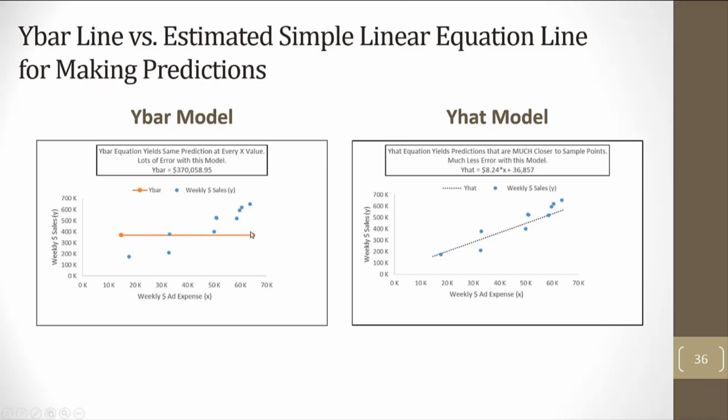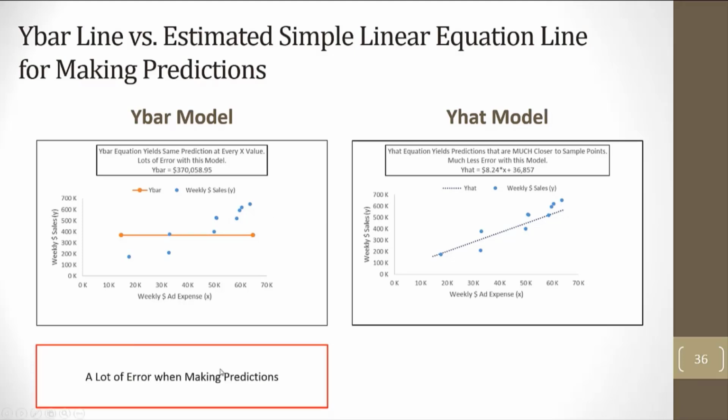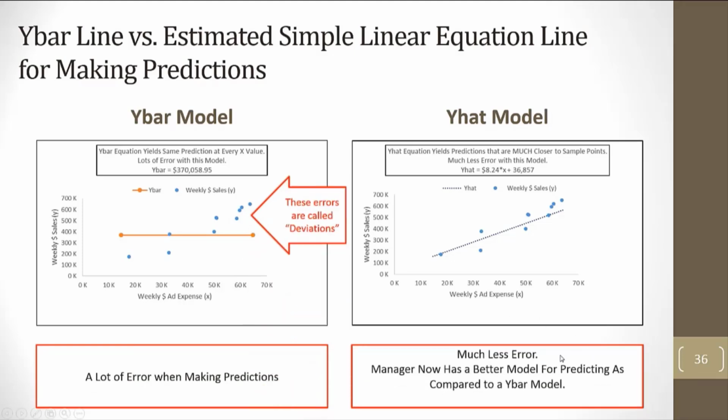Now, we want to think about what would happen if we only used Ybar. Well, there's the particular value, right? They're all over here. Look at the distance there. So the error in using Ybar as our model would be huge. Now look at our y hat model. The distance between using the actual predicted value and the particular value is much smaller. That is going to be the essence of calculating r squared, the goodness of fit. So a lot of errors when making predictions with our Ybar model. These are called deviations. Much less error when we're using our estimated equation. And these errors are called residuals.